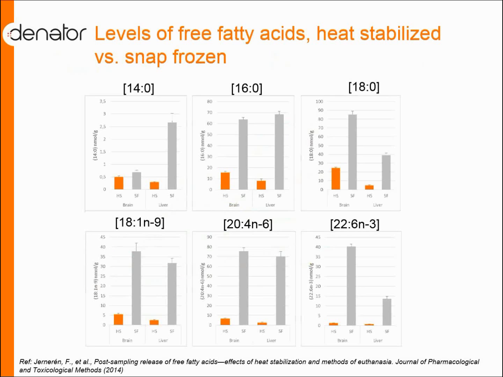And if we do the direct comparison, this is a direct comparison between the heat-stabilized HS and the snap-frozen SF, and it's done in brain and liver, and here I've highlighted 6 different free fatty acids. We see quite a remarkable difference in the levels, with the heat-stabilized being, in all cases, lower or even much lower compared to the levels that we see in the snap-frozen sample. And the story is the same for brain as it is for liver.